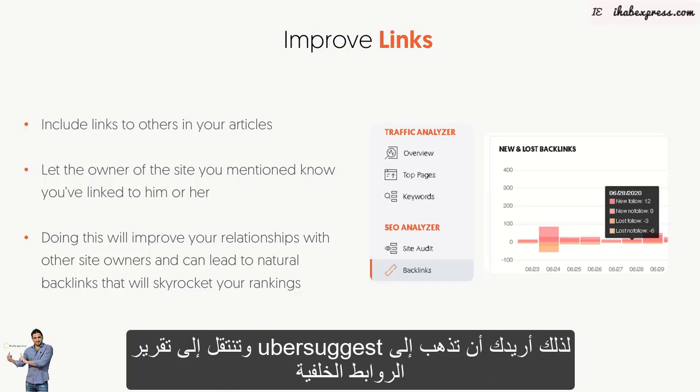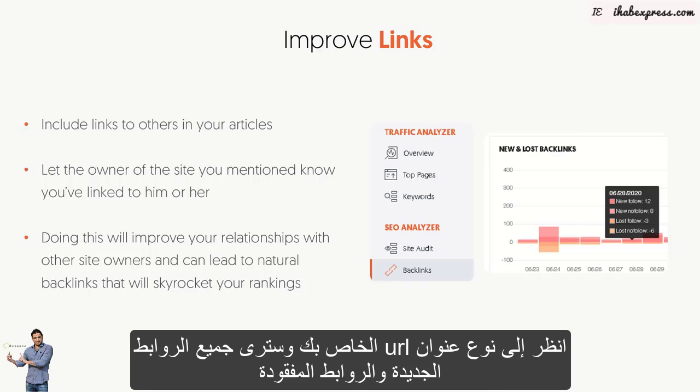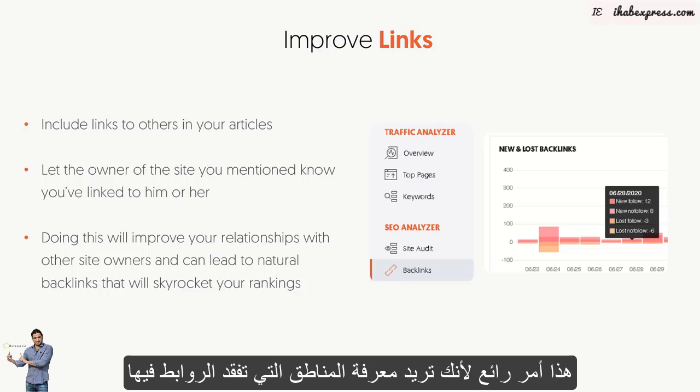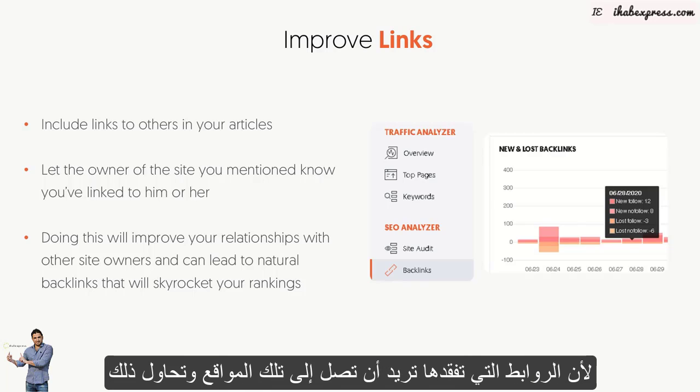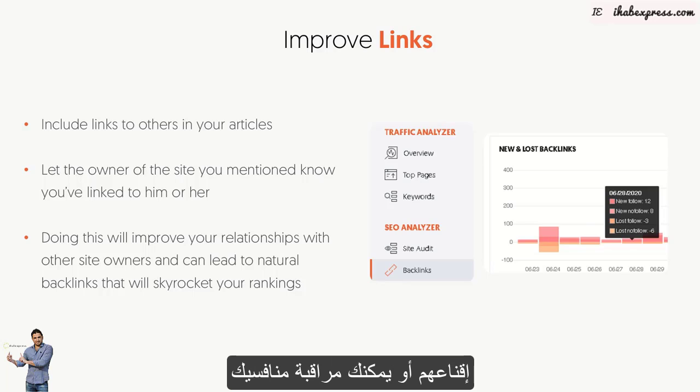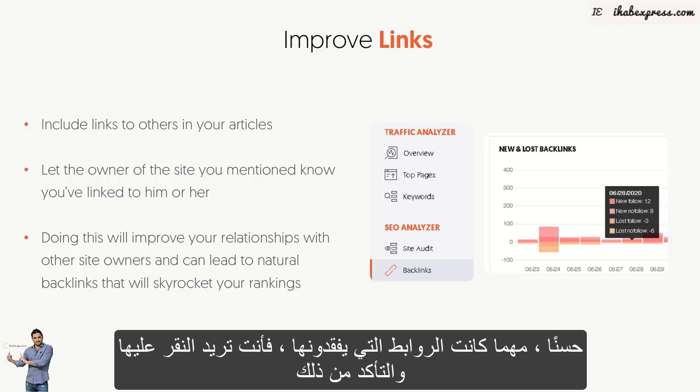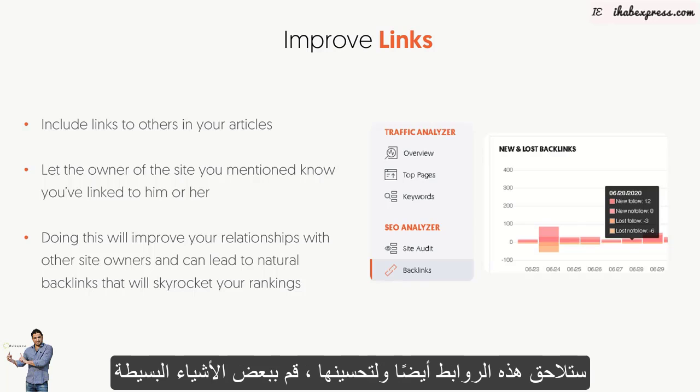So I want you to go to Ubersuggest and go to the backlinks report, type in your URL, and you'll see all your new links and lost links. This is great because you want to see which areas you're losing links, where areas you're gaining links, and this will help keep things going because the ones you're losing links, you want to hit up those sites and try to convince them. Or you can monitor your competition as well. Whatever links they're losing, you want to hit them up and make sure you're going after those links as well.